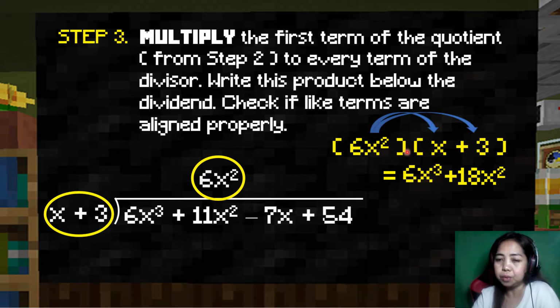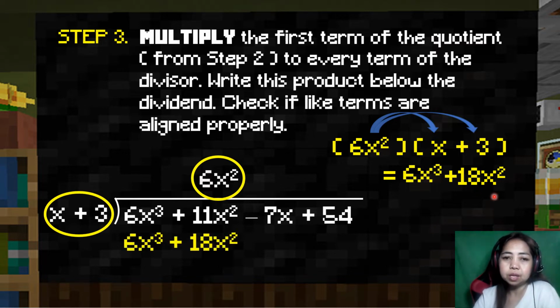Ulitin ko, 6x squared times x, ito yun, 6x cubed. Ina-add lang natin yung mga exponent. And then, meron siyang invisible na numerical coefficient na 1. So, 6 times 1 is 6. X squared times x is x cubed. And then, we have 6x squared times 3. So, number sa number, 6 times 3 is 18x squared. Ilalagay natin yan dito. Okay? Make sure na yung kanilang mga like terms ay magka-align, magkakatapat sila.